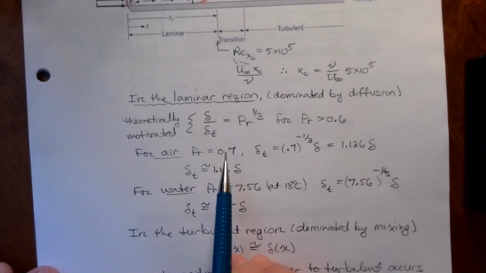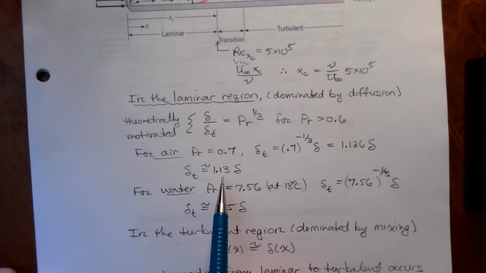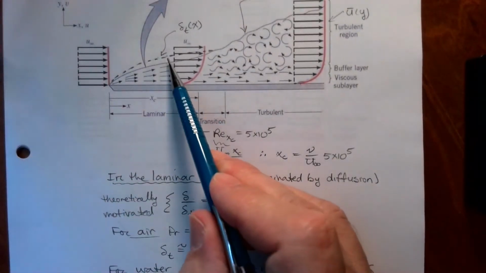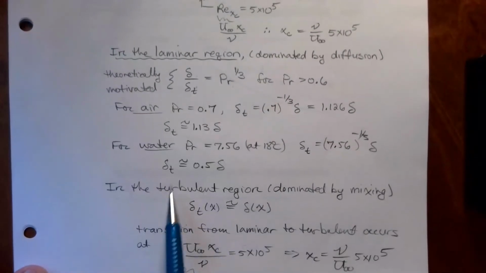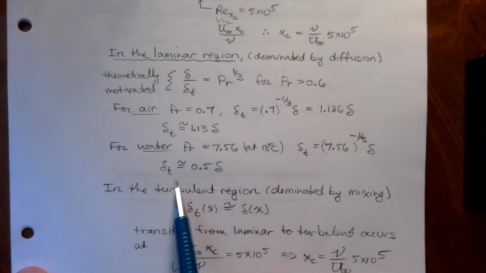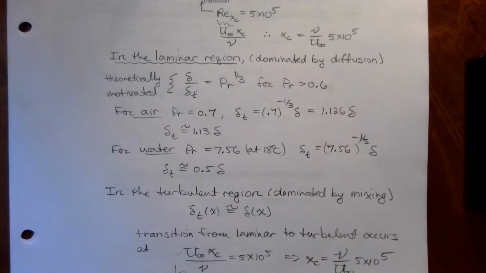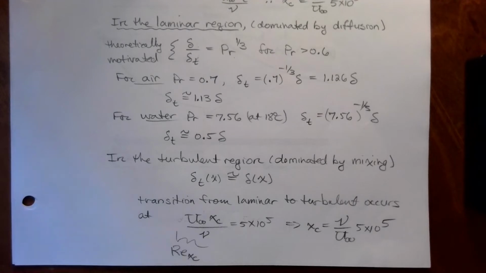For air, the Prandtl number is 0.7, so the thermal boundary layer ends up equaling about 1.13 of delta. So what I have drawn up above might be representative of air. The thermal boundary layer is a little bit higher than the momentum boundary layer. For water, the Prandtl number is 7.5. Make substitutions, you'll find out the thermal boundary layer is about half of the momentum boundary layer. So a lot more diffusion going on, carrying the energy out faster.